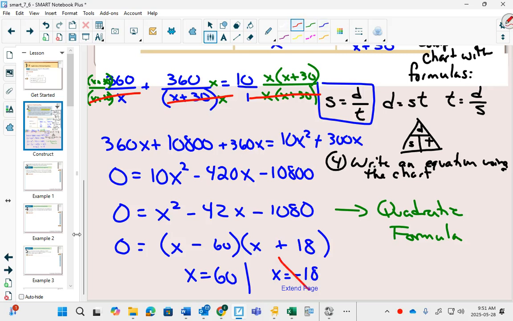However, in the context of this question, what was x? X is your speed. You can't be going negative 18 kilometers per hour. You'd be going in the wrong direction. You would never get there.